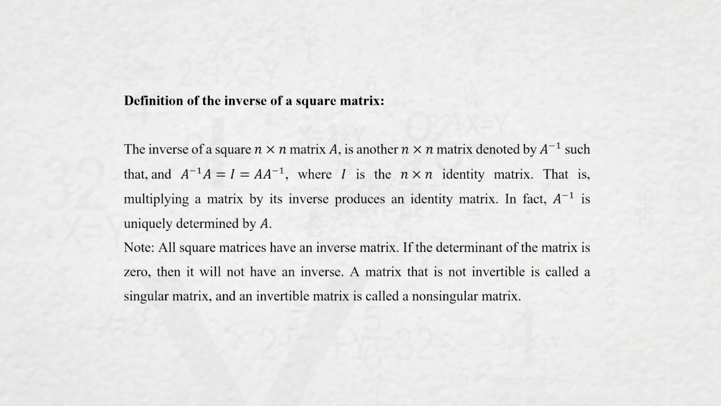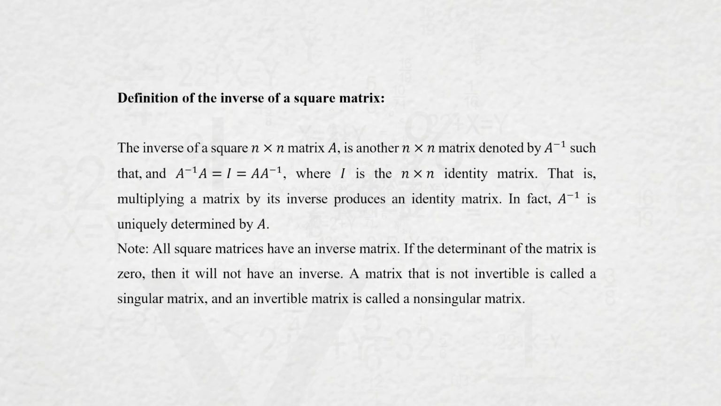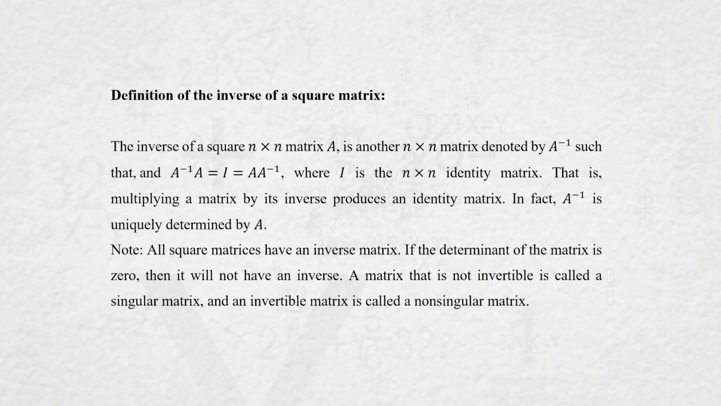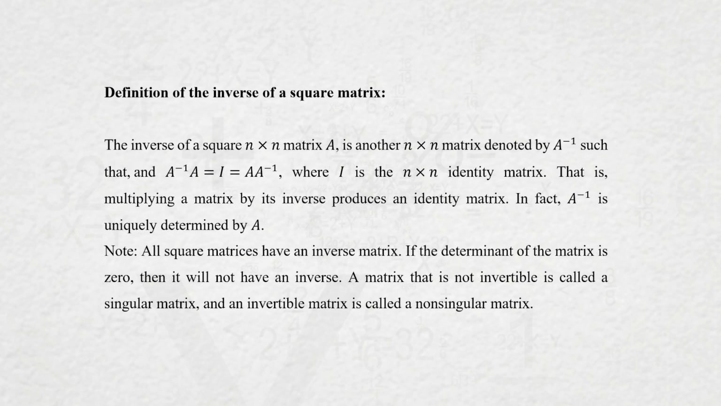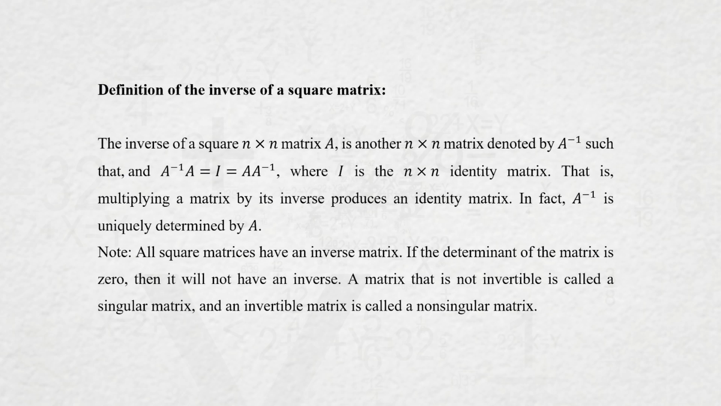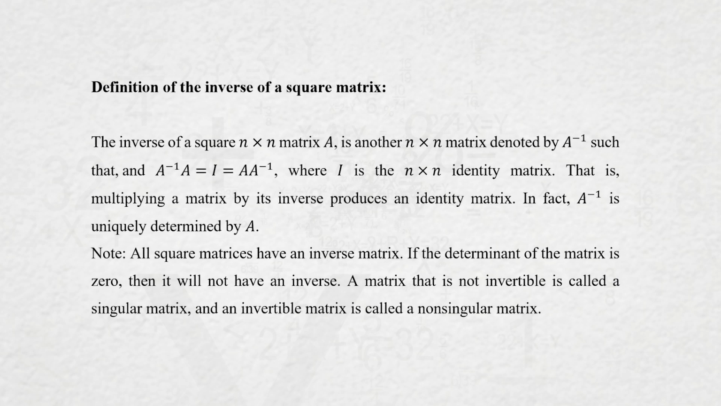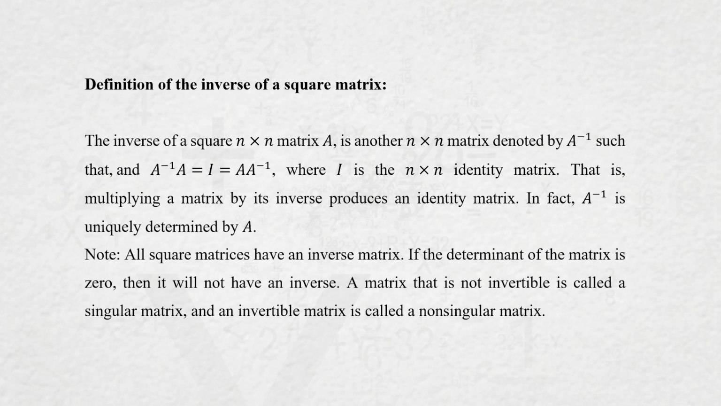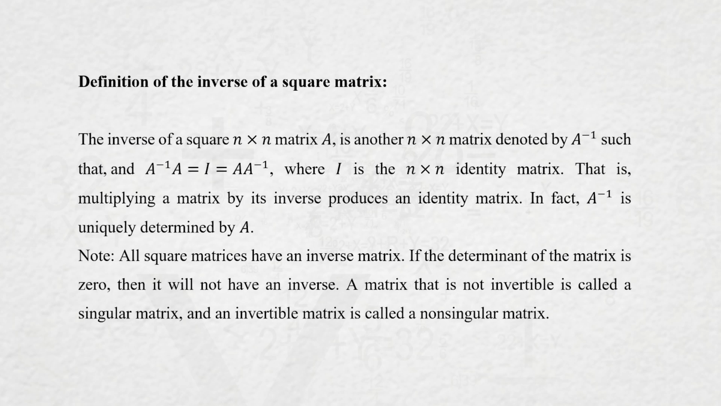The definition of the inverse of a square matrix. The inverse of a square n cross n matrix A is another n cross n matrix denoted by A inverse, such that A inverse A is equal to I, which is equal to A A inverse, where I is the n cross n identity matrix. That is, multiplying a matrix by its inverse produces an identity matrix. In fact, A inverse is uniquely determined by A.